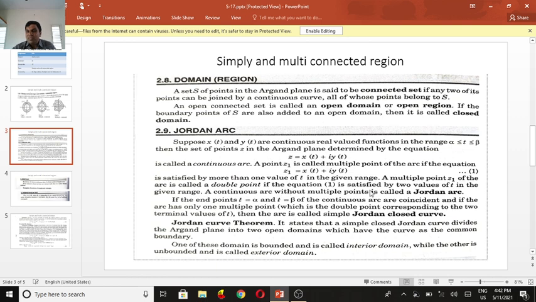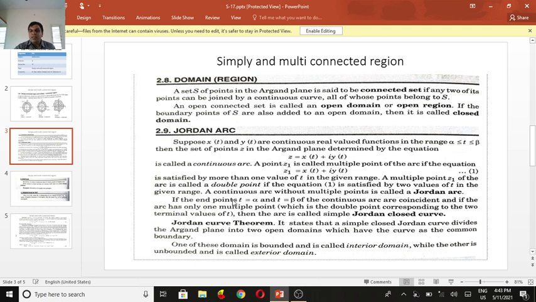If equation 1 is satisfied by two values of t in the given range, it is a double point. A continuous arc without a multiple point is called a Jordan arc. That is, a continuous and simple, single-valued arc is called a Jordan arc.